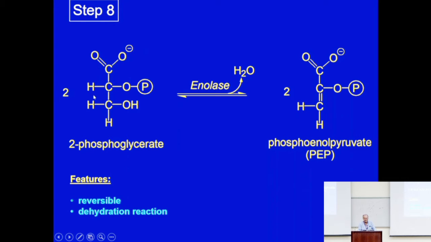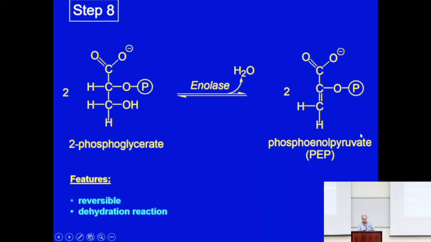You're going to dehydrate this molecule and produce this really very important high energy molecule called PEP, phosphoenol pyruvate. The enzyme that does that is enolase. Again, reversible step. However, this is a very important molecule that is produced in step 8, PEP. This is a high energy molecule because of this phosphate and this double bond.